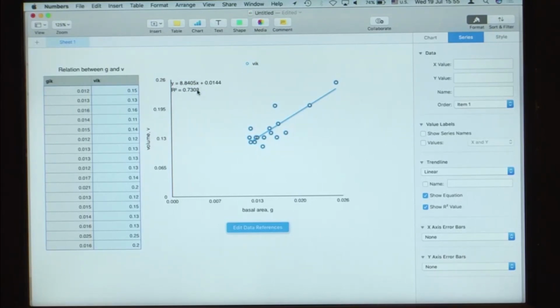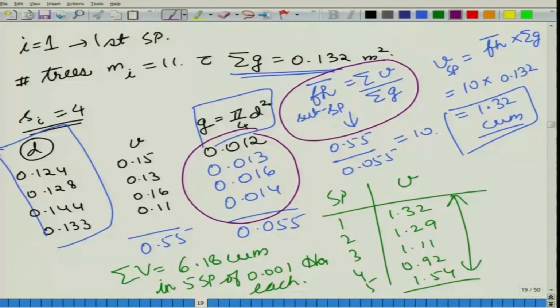Now, if we went back to the tablet, if you look at the tablet, we had computed this form height and it was 10.